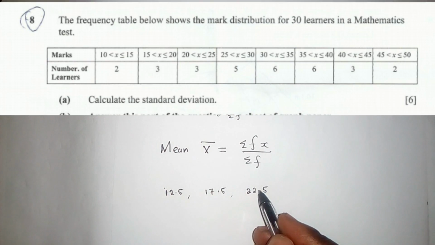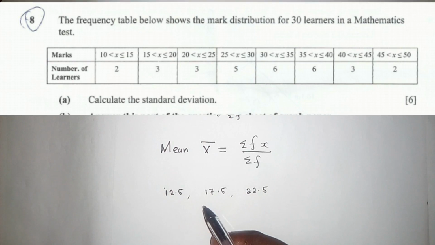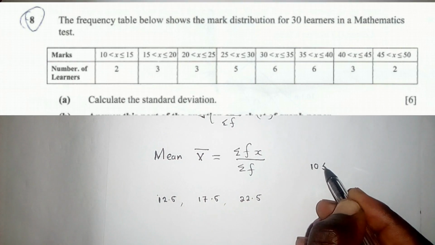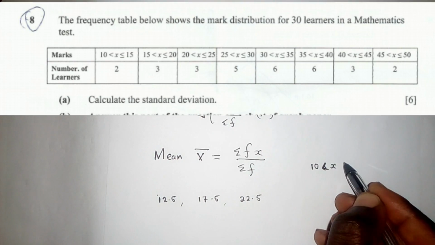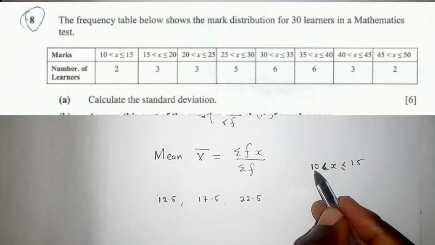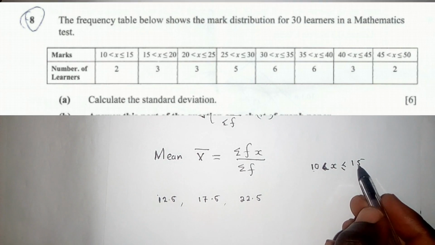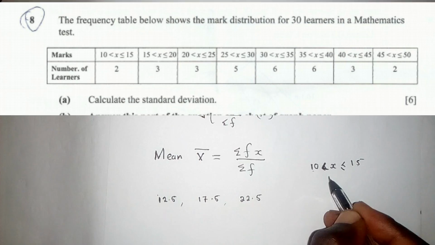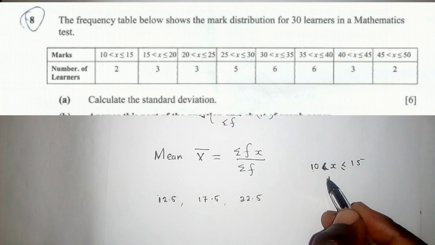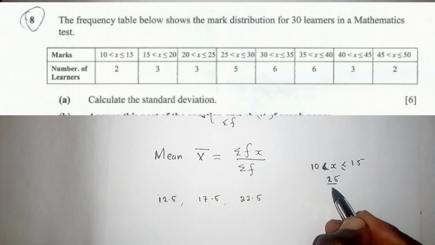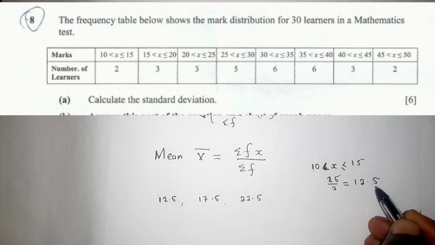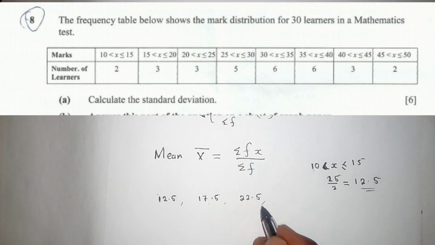So what you do is, when you want to find the midpoint, let me show you an example on 10, because here it says 10 is less than x, less or equal to 15. So you add 10 plus this number, these two numbers, you add them. So 10 plus 15, you get 25. And then you divide 25 by 2. It will give you 12.5. So this is how we are finding the midpoint.